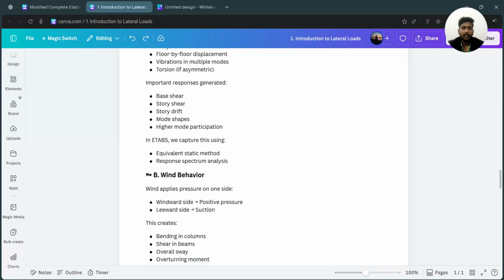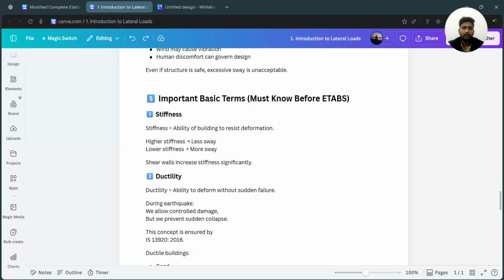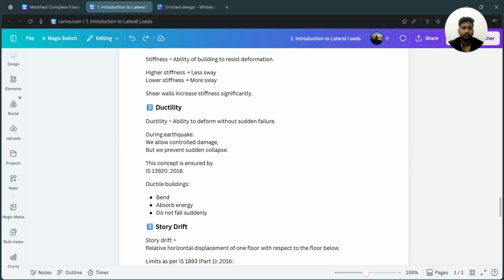Now let's see the last step of it, that is the important basic terms you should know before we start with this ETABS. In the advanced part, that is the lateral load, we should know some of the concepts very clearly. That is stiffness. Stiffness is the ability of a building to resist deformation. Higher stiffness forms less sway, and lower stiffness forms more sway. Shear wall increases the stiffness significantly.